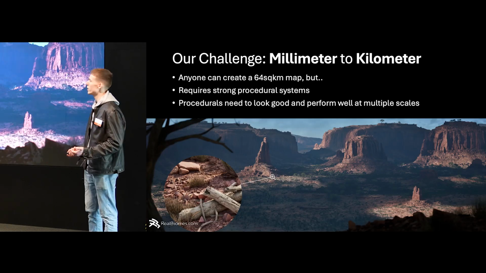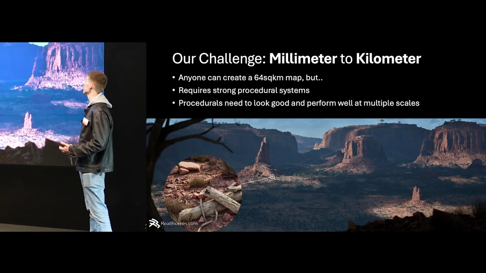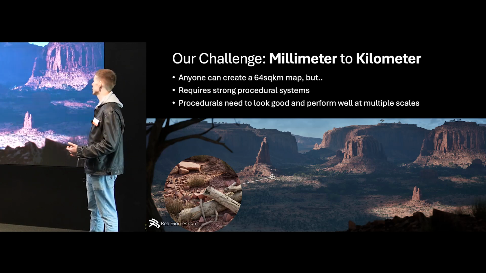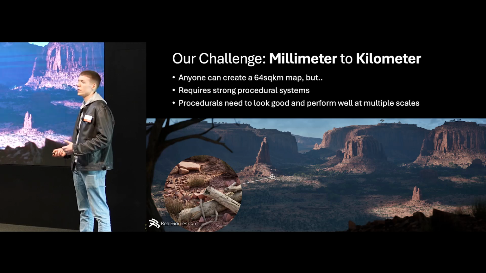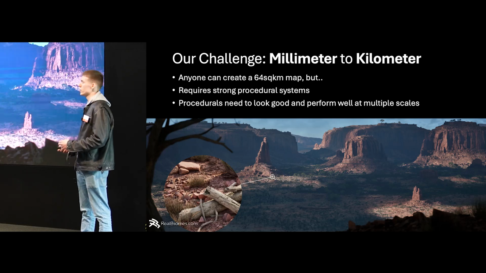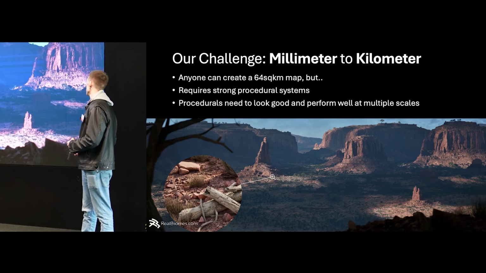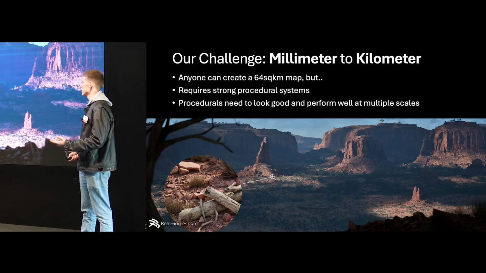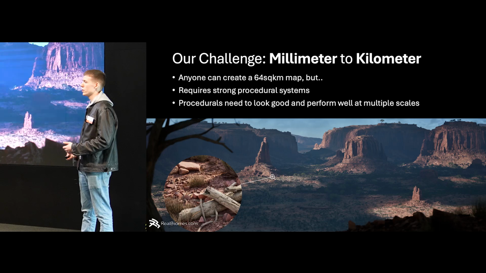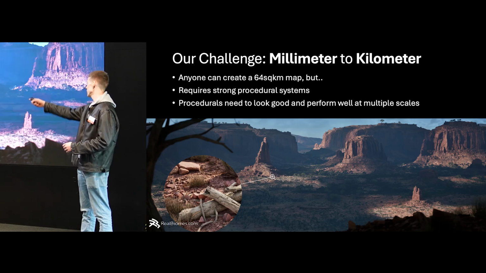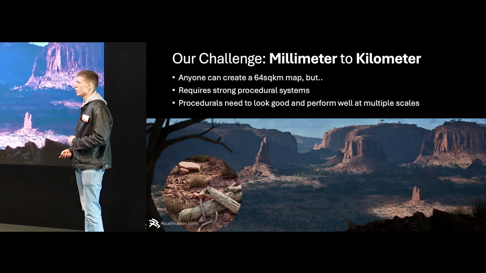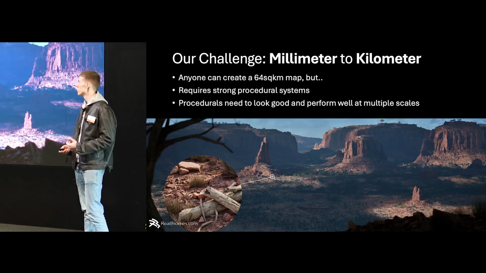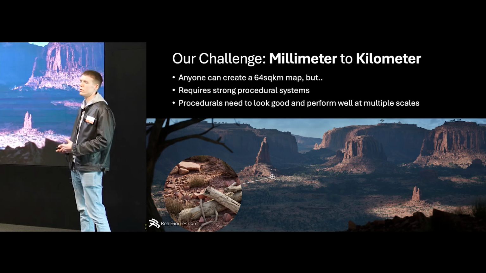So one of our biggest challenges was millimeter to kilometer. This is always kind of what we told ourselves, because we don't only care about the details, we also care about the scale. This is really where we ran into a lot of issues developing RealBiomes. What you see here is a 64 square kilometer map. It's absolutely massive. And every area, like you can see in that picture, is equally detailed. And that requires a strong procedural system to do this efficiently.